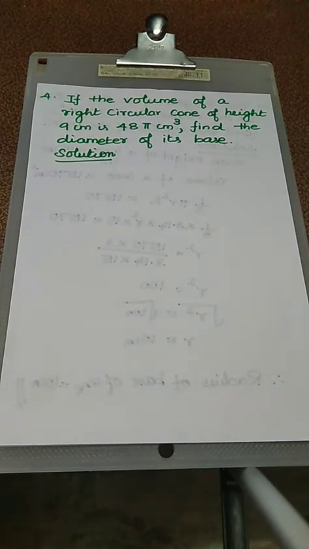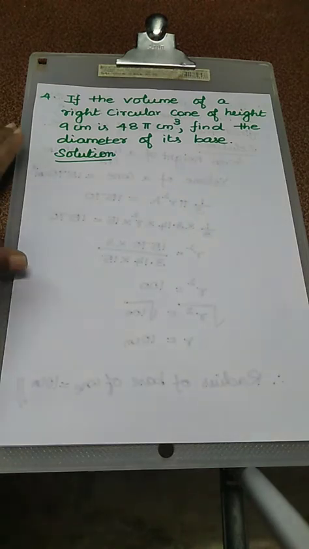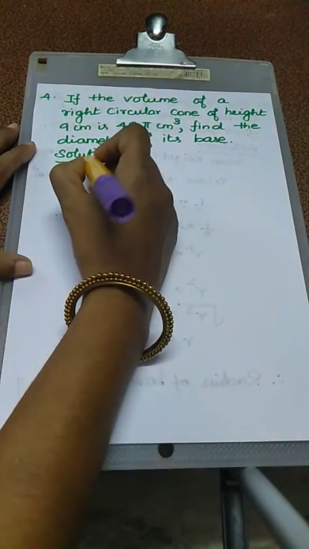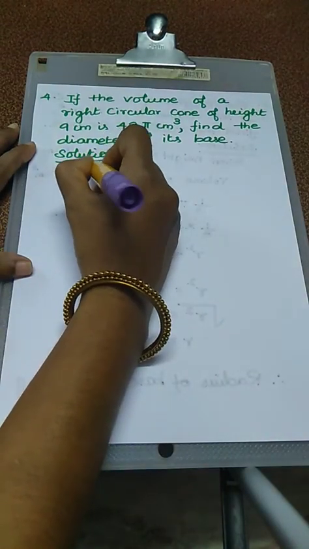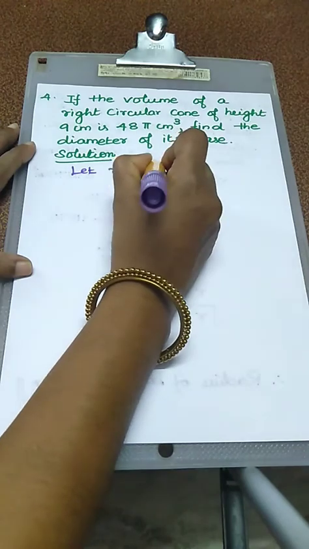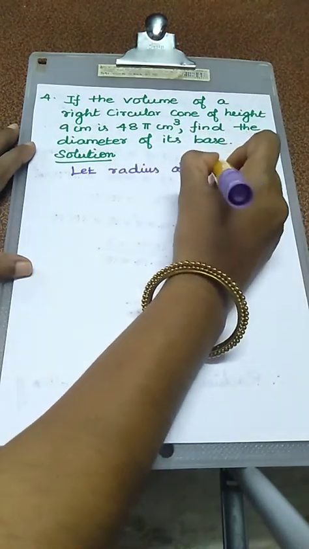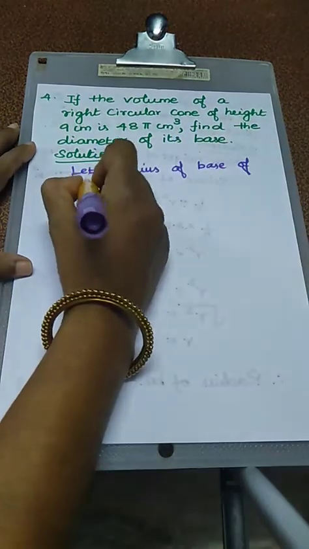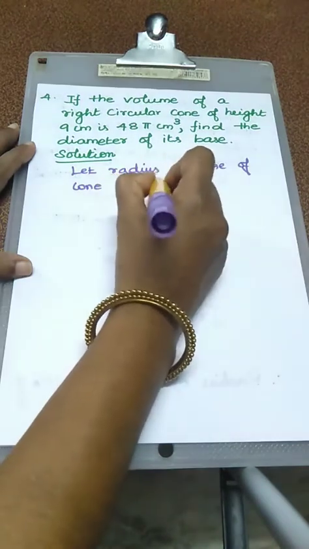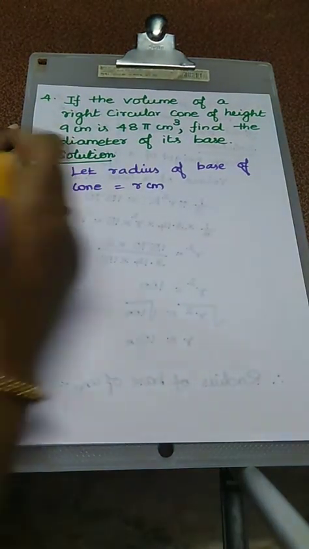cube, find the diameter of its base. Here also volume of a cone is given and the height of a cone is also given. Finally we have to calculate the diameter of its base. So first we just assume radius of base of a cone be r centimeter. Let radius of base of cone is equal to r centimeter. We just assume the value.